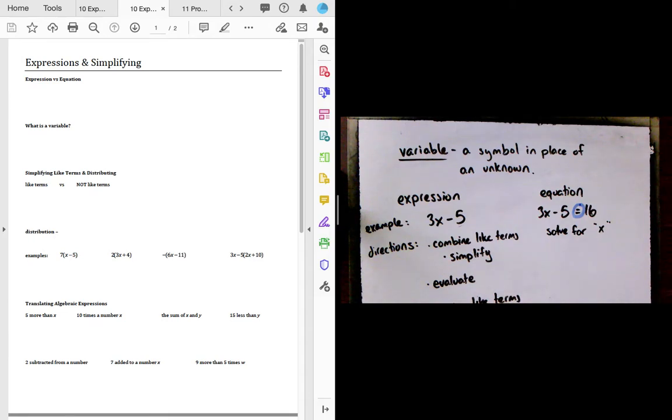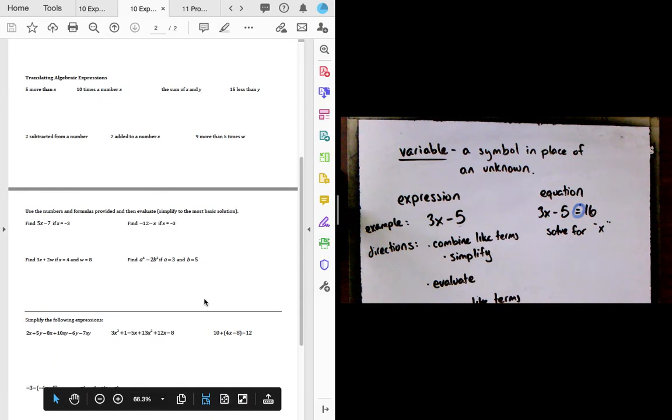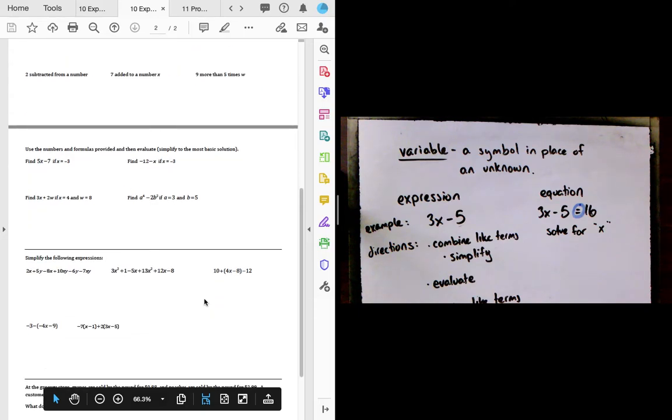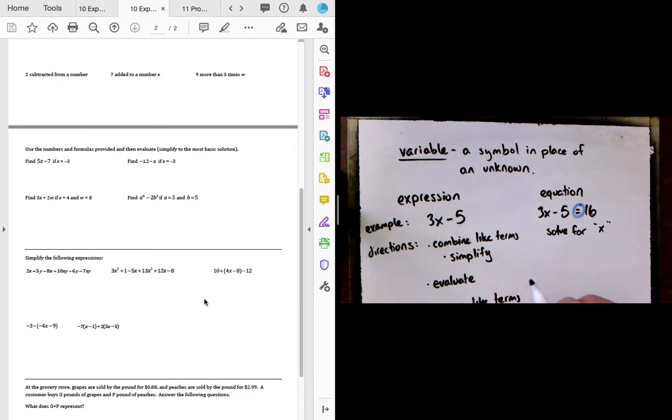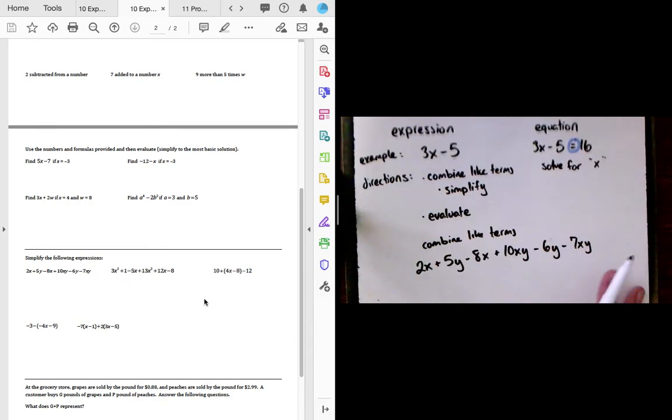And we'll do maybe, let's see, how about 2x plus 5y minus 8x plus 10xy minus 6y minus 7xy. So here we have a much more complicated expression. Oops. Still, it doesn't have an equals in it.